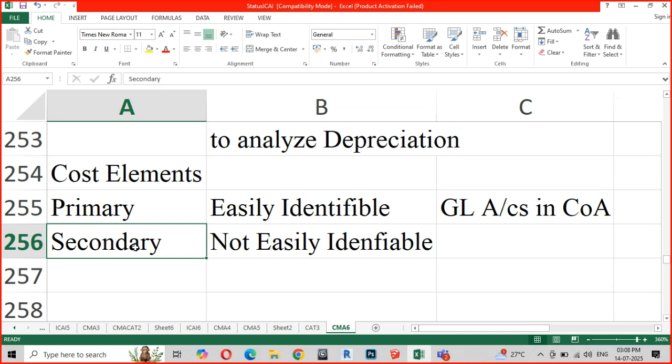So costs which cannot be easily identifiable, they flow through a concept called your secondary cost elements in SAP. Simple definition, that is all. All right. So you have concepts like distribution, allocation, settlement. So we will see that a little later. If at all the things come up, we will have a look at it.